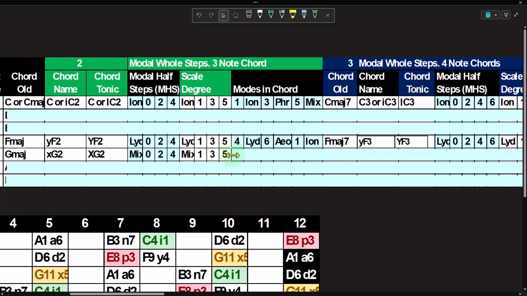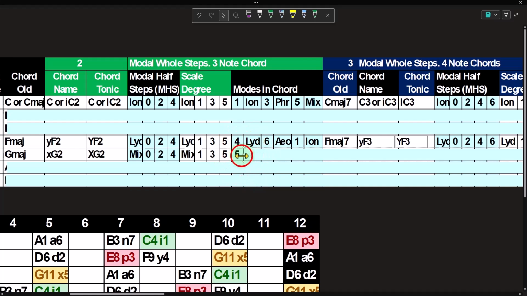So from a scale degree standpoint, if we made the 5 the 1, then it would be a 1, 3, 5. But I don't want to make the 5 the 1. I'd rather keep the 5 the 5, because that allows me to name all the notes in it, which is super cool, particularly on the guitar.